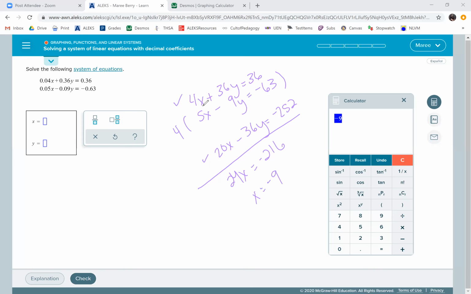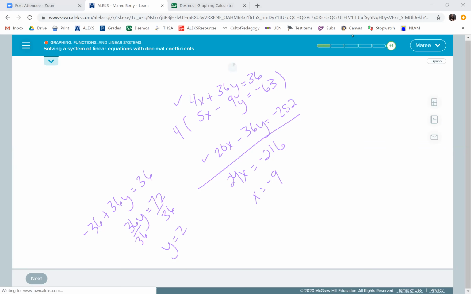And then we plug that in. I'll just plug it into like the first one. So 4 times -9 is -36 plus 36y equals 36. When I add 36 to both sides, I get 72, and I divide by 36, I get 2. So y will be 2. So I have x is -9 and y is 2.